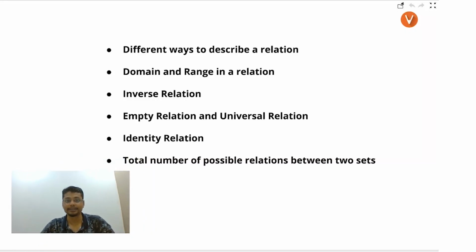In the next video, we had talked about different ways to describe or define or declare a relation, domain and range in a relation, inverse relation, empty relation, universal relation, identity relation, and total number of possible relations between two sets.